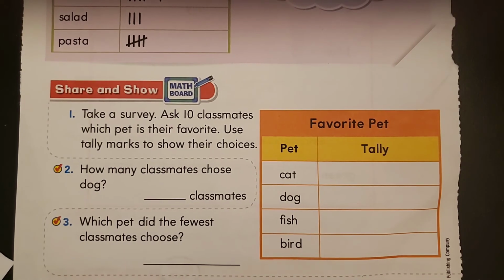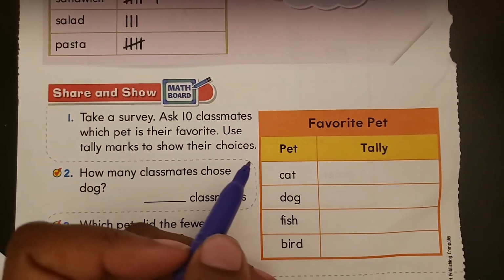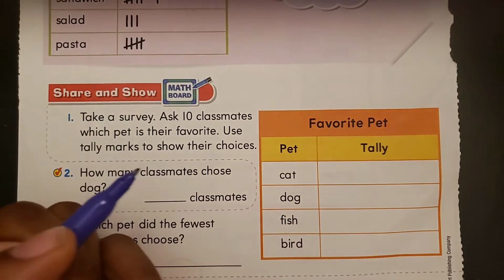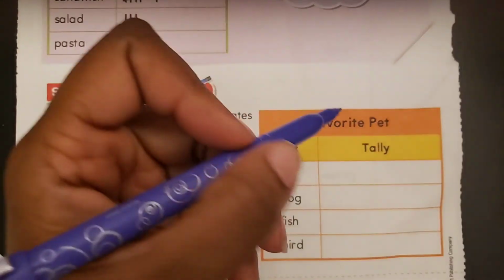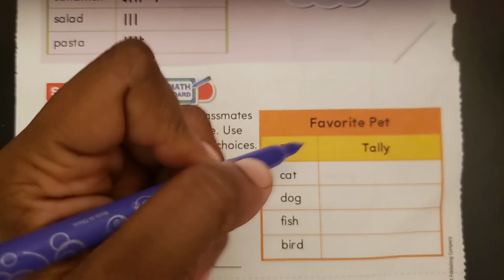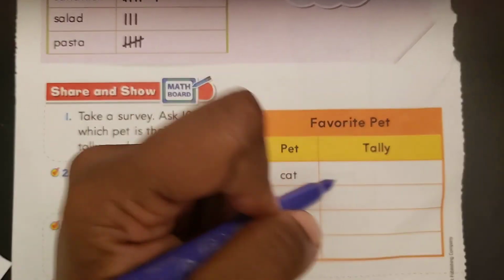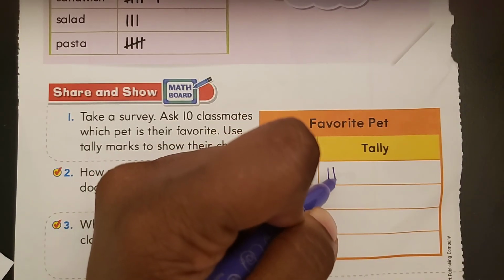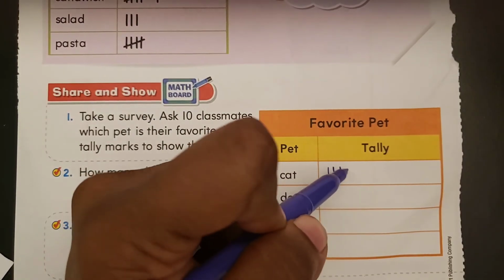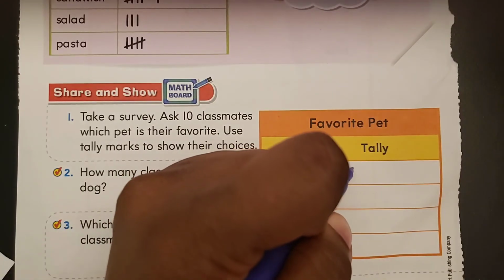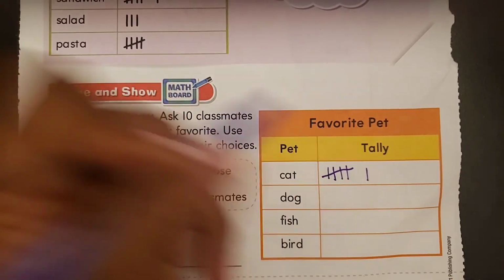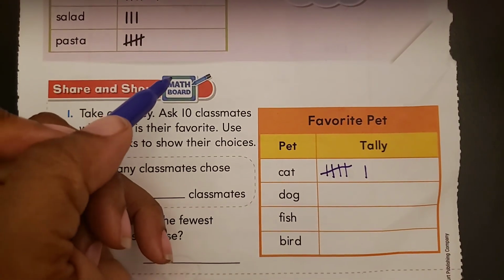So for this, how many students like cats? We're going to say 6. I'm going to show you how to make 6 tallies, and you're going to draw it on your paper as well. 1, 2, 3, 4. Remember, when we get to 5, we cross it. 6. So we have 6 children that like cats.